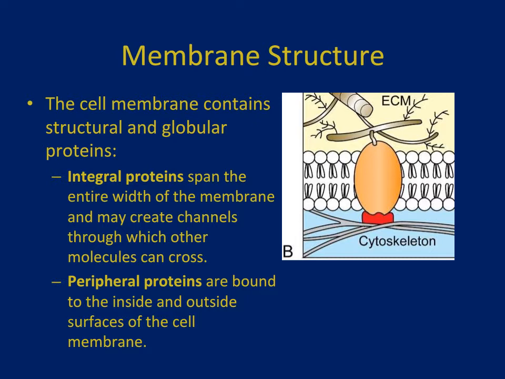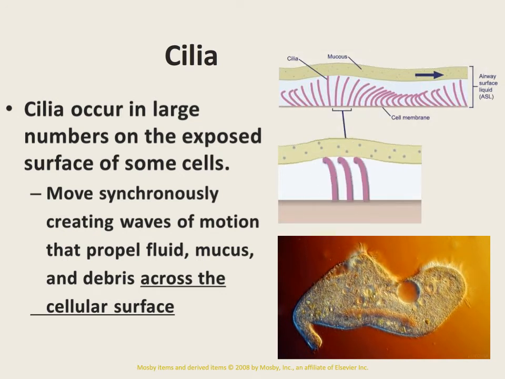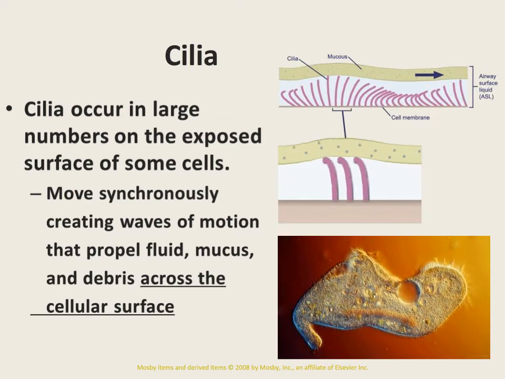On the other hand, the peripheral proteins are found both inside and outside the cell membrane and may be important for catalyzing enzymatic reactions and also allowing for cell-to-cell recognition. Now, while we're on the subject of the cell membrane, we need to make mention of two cellular projections that we occasionally find on animal cells, and these include cilia and flagella. Now, cilia and flagella are both whip-like projections of the cell, but cilia are much smaller and more numerous.